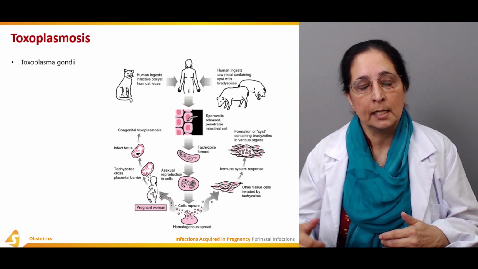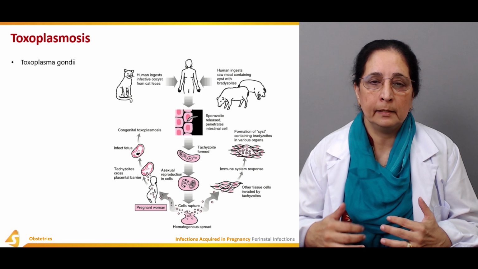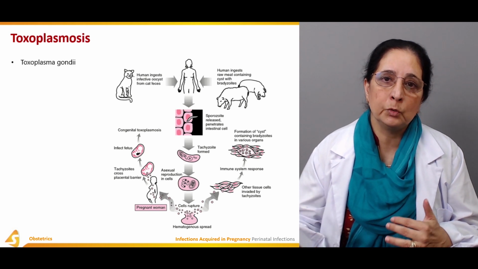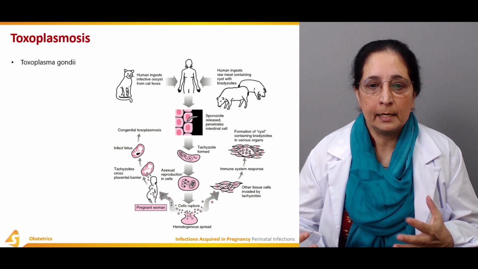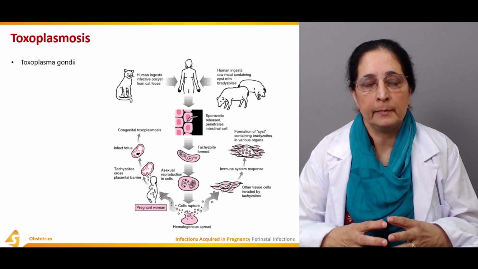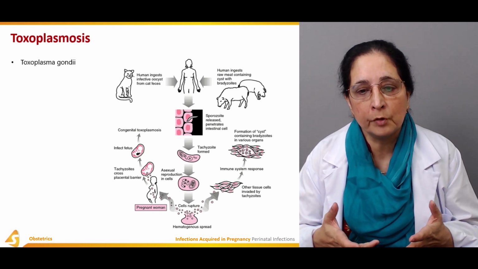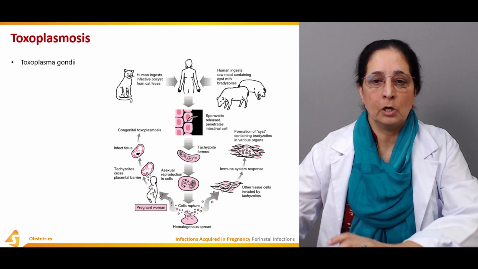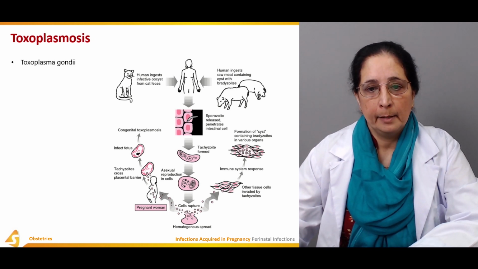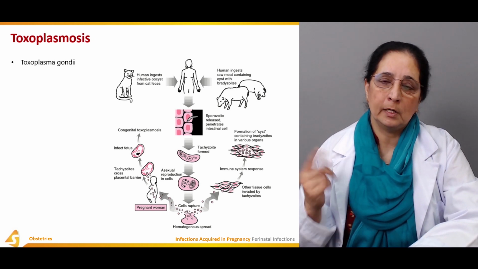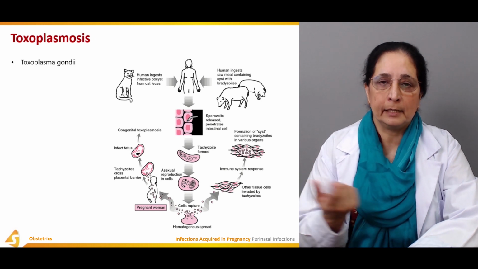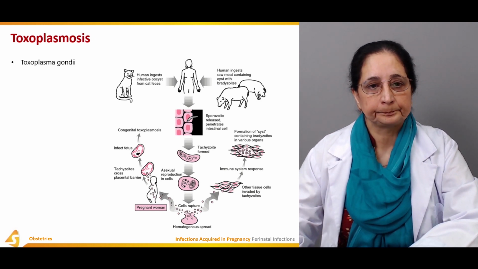In other cases, from the ruptured cell, the parasite goes through the blood to other tissues, and then the immune system comes into action, and there is an immune response, and then formation of cysts containing bradyzoites in various organs, and from there the cycle keeps on repeating itself.